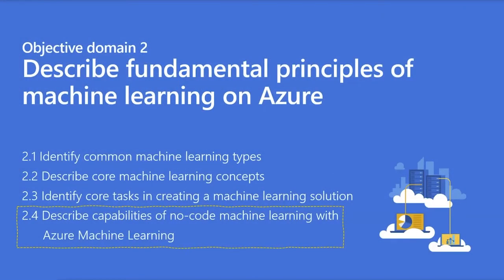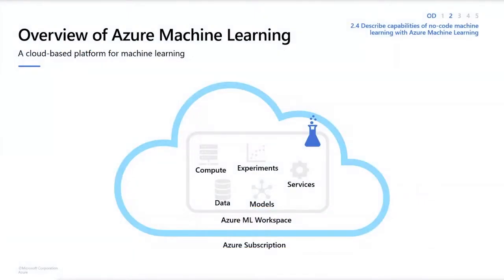Last area for Objective 2, why don't we go ahead and explore the capabilities of no-code machine learning inside Azure Machine Learning. All right, so Azure Machine Learning is a cloud-based platform for machine learning. When you're trying to train or deploy an effective machine learning model, oh gosh, there's a lot of work to be done. Azure Machine Learning is a cloud-based service that's going to help simplify some of those tasks, and it helps reduce the time it takes to prepare data, to train the model, and ultimately deploy that predictive service.